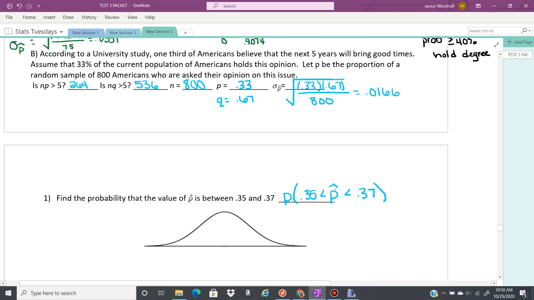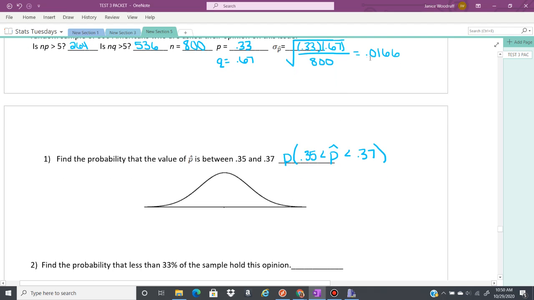Okay, so notice here, just instead of x or x bar, it's p hat. All right, so first step, we find all the information we need, which we did. Second step, we need the z-scores for both of these values. Okay, so let's get those z-scores. We're going to use different p hats.